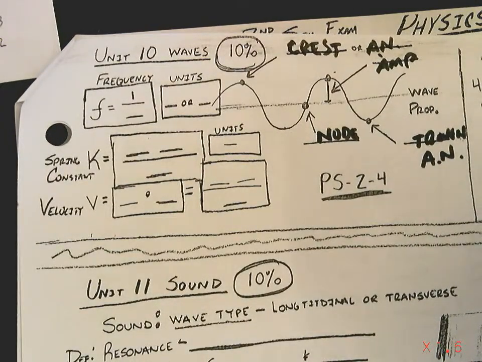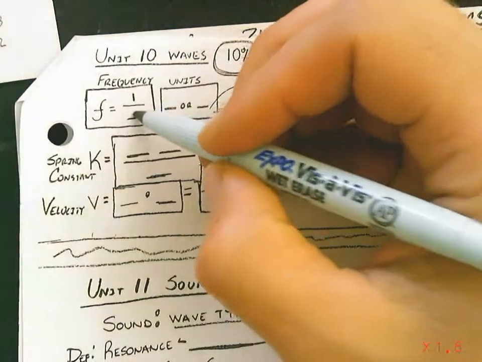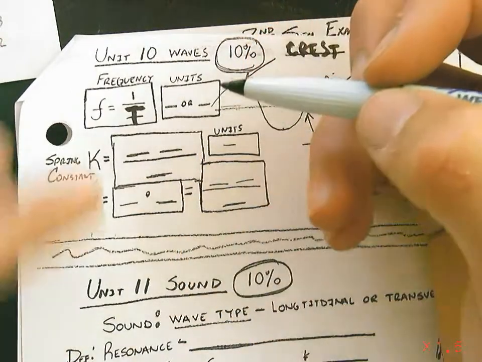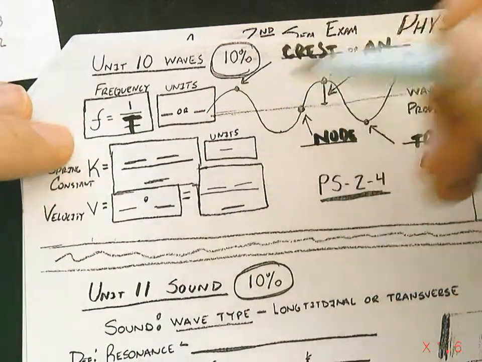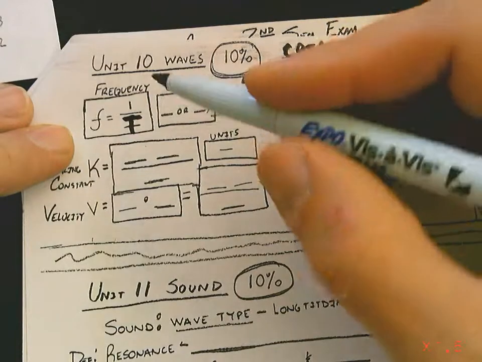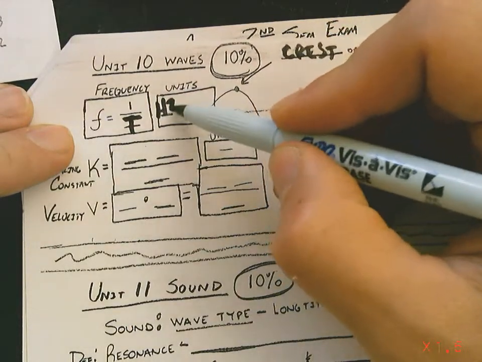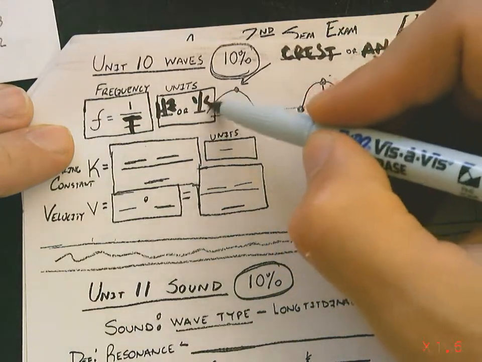Frequency is 1 over the period, so T goes down here. Remember, this is designed for the person who is not going to use their formula sheet. Units being hertz or 1 over s, same thing.